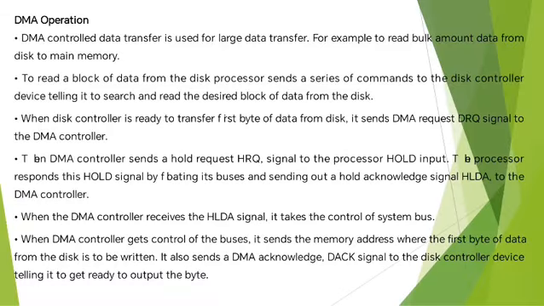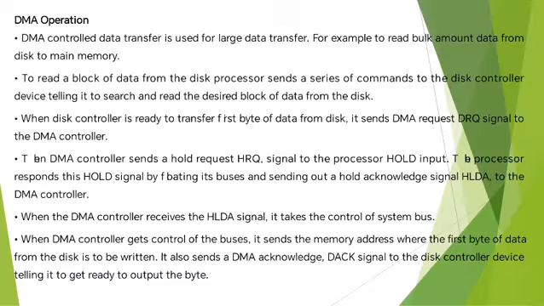Direct memory access controlled data transfer is used for long data transfers. For example, to read a bulk amount of data from disk to main memory. To read a block of data from the disk, the processor sends a series of commands to the disk controller device telling it to search and read the desired block of data from the disk.